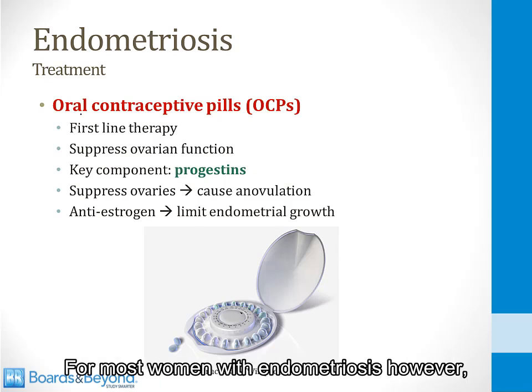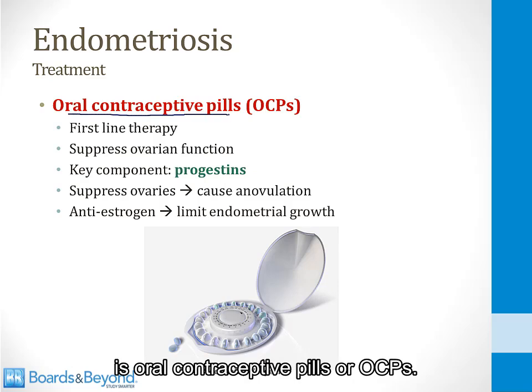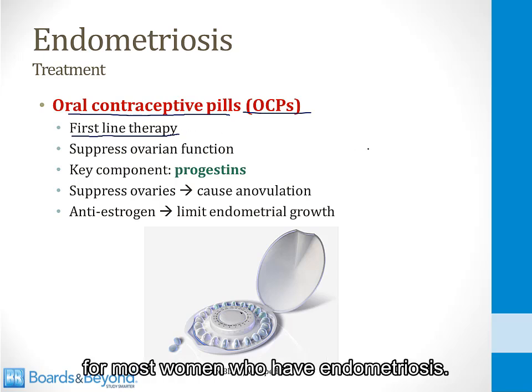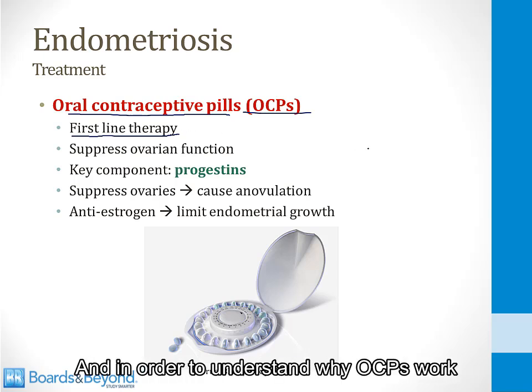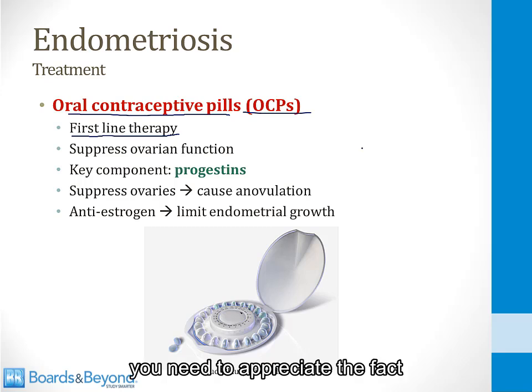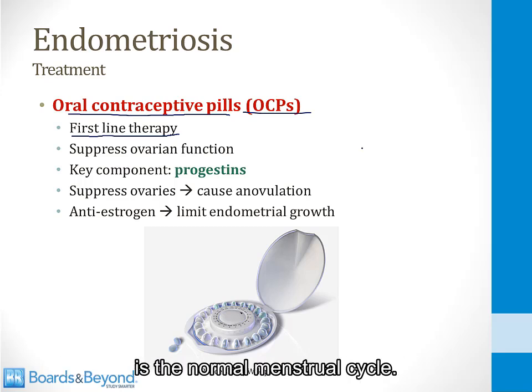For most women with endometriosis, however, in the modern era, the mainstay of treatment is oral contraceptive pills, or OCPs. This is the first-line therapy for most women who have endometriosis. And in order to understand why OCPs work and why some of the other therapies we'll talk about shortly also work, you need to appreciate the fact that the worst thing for ectopic endometrial tissue is the normal menstrual cycle.